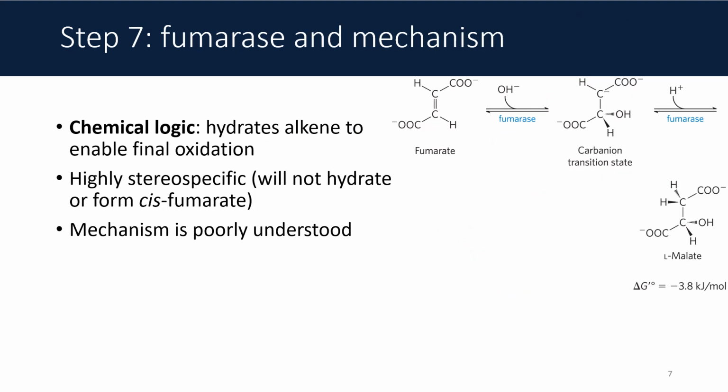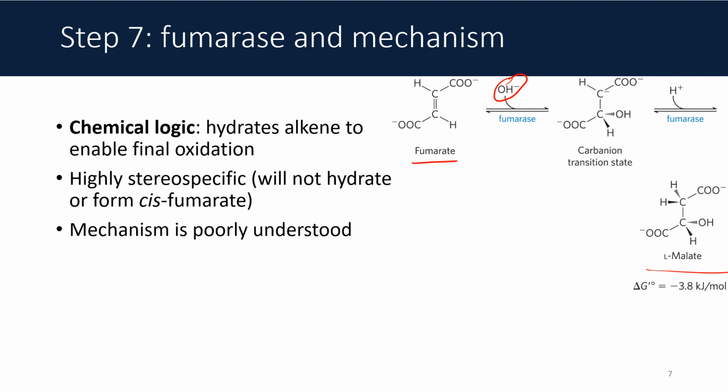Okay, so step 7 is the second to last step of the citric acid cycle. It's catalyzed by the enzyme fumarase. And what fumarase does is take our alkene diacid, fumarate, and hydrate it with an activated water molecule. And when we add an OH to a double bond, what's the result of that? We're going to get an alcohol, specifically L-malate.